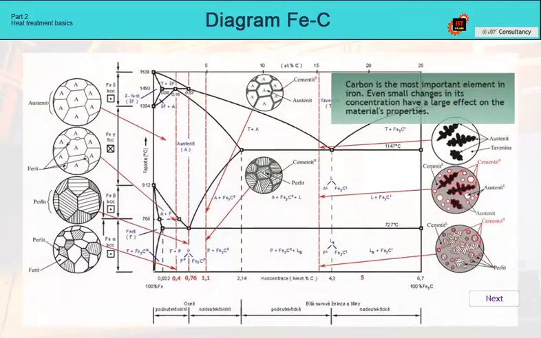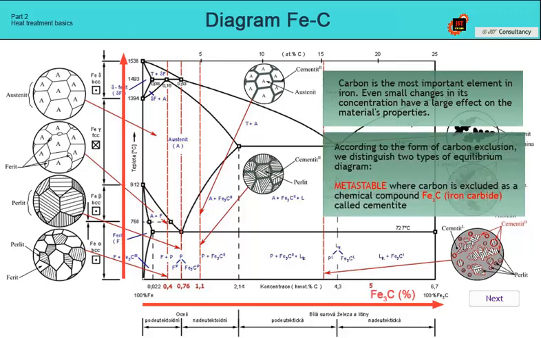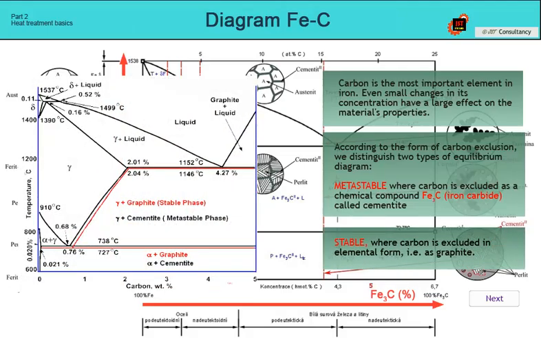Depending on the form of carbon expelling, we distinguish two basic types of equilibrium diagrams. If carbon is deposited as a metastable iron phase in the form of iron carbide Fe3C, we are talking of an equilibrium diagram of metastable iron and iron carbide. In this case, the amount of carbon in mass percent contained in the Fe3C phase is plotted on the horizontal axis. If the carbon is released in the form of graphite, then we are talking about a stable iron-carbon equilibrium diagram, and the horizontal axis will represent the net carbon content in graphite, also in weight percent.